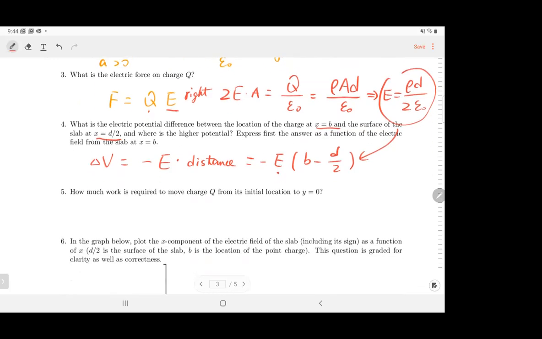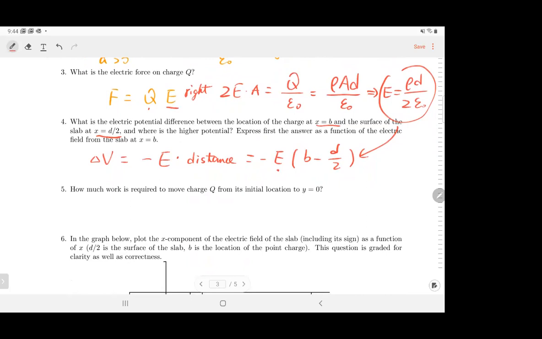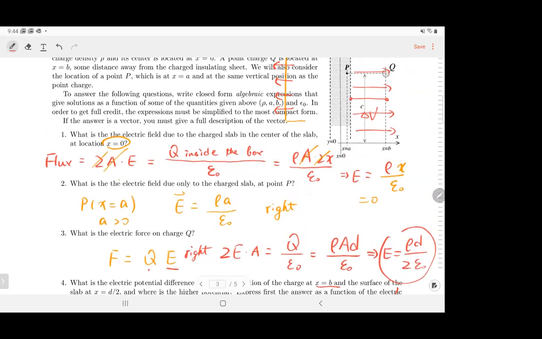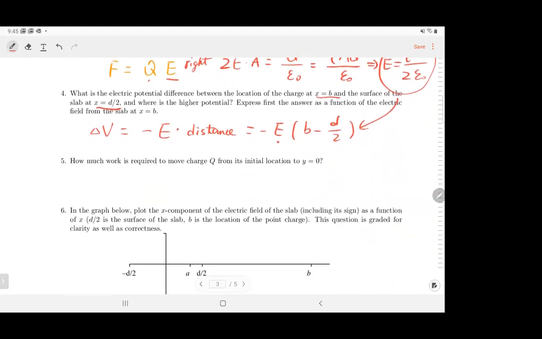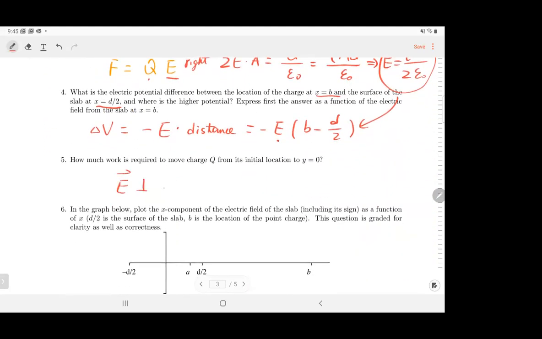Number five, how much work is required to move charge Q from the initial position to y equal to 0? The initial position is here, and y equal to 0 is here. So from here to here, you find that the electric field is perpendicular to the displacement. Therefore the work is equal to 0.